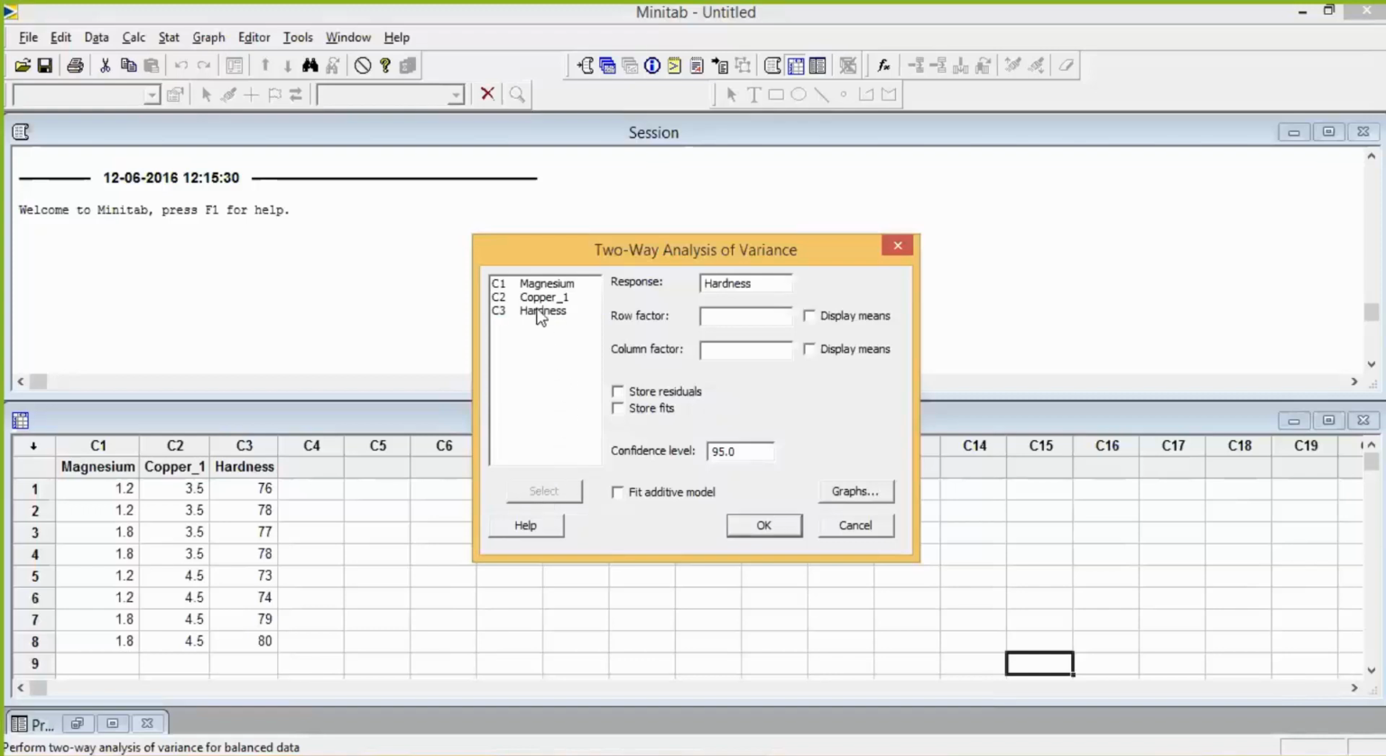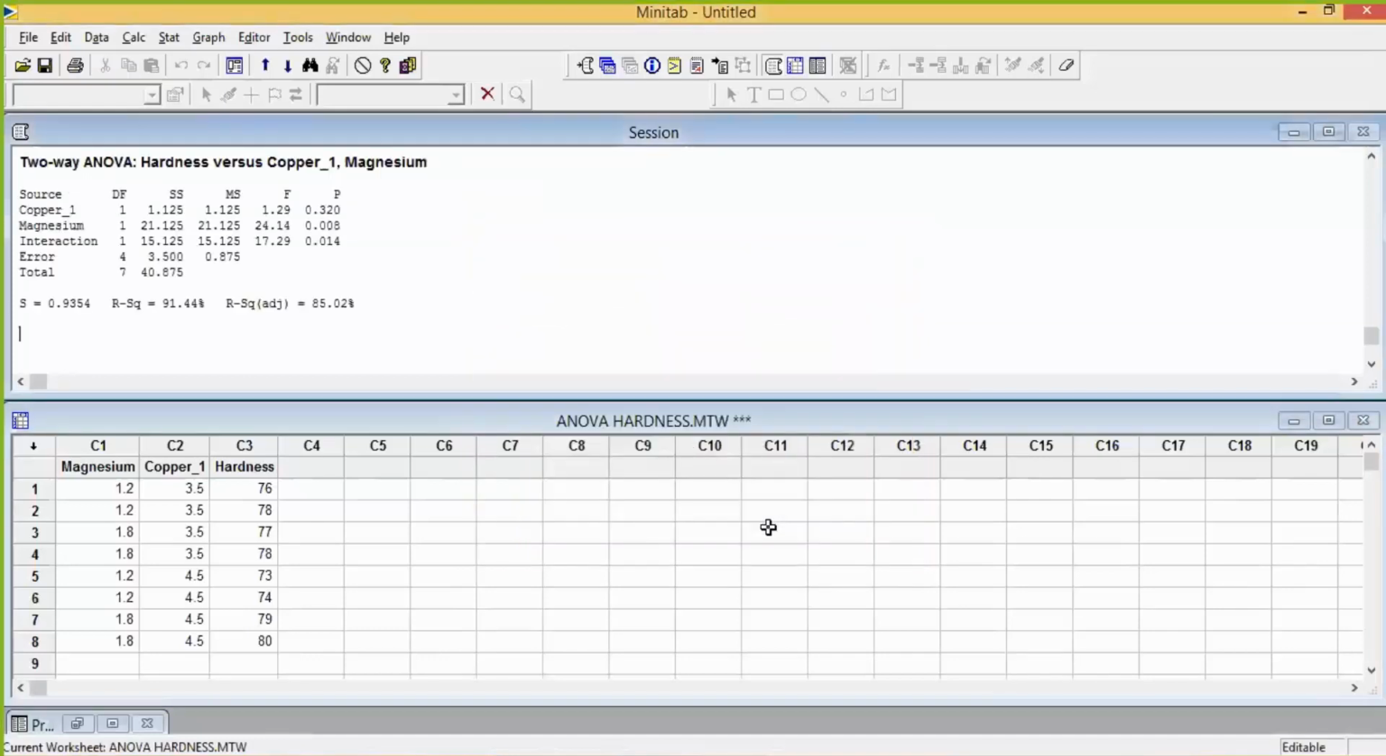What will be the row factor? Copper. Select. Magnesium, column factor. And then click on OK. You immediately get everything. P value also you have got. You have to just focus on this P value.